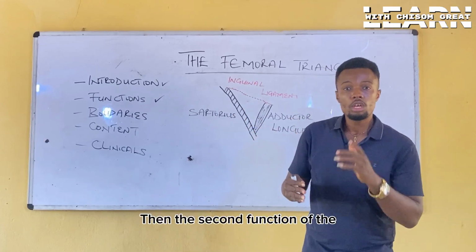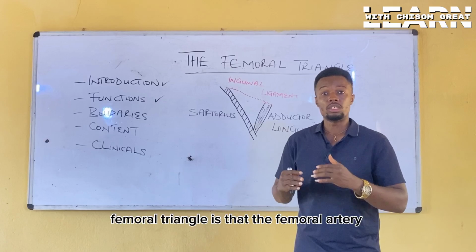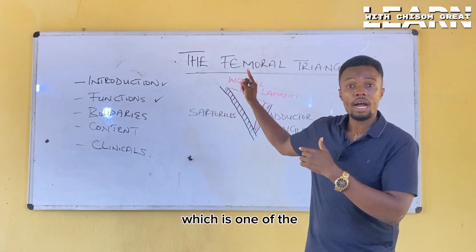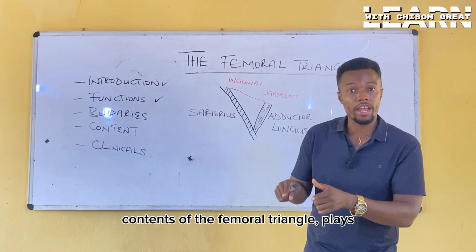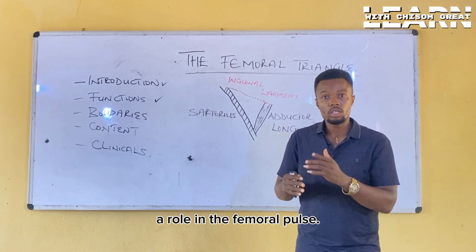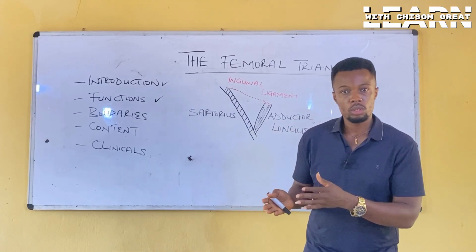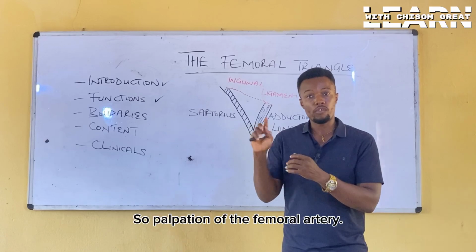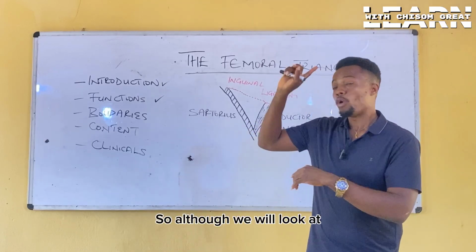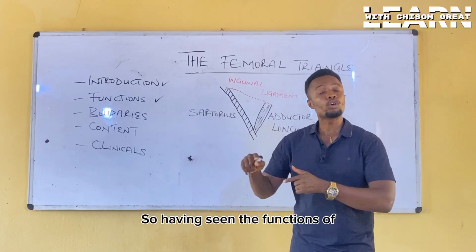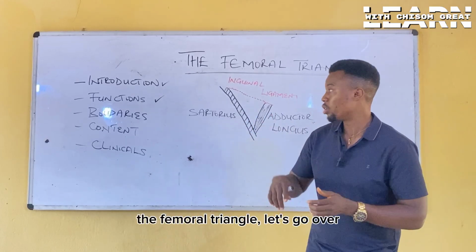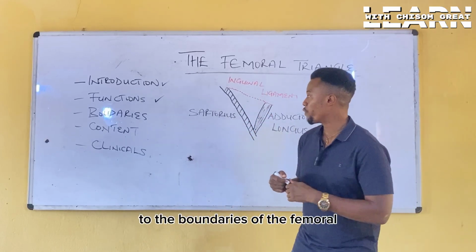Then the second function of the femoral triangle is that the femoral artery, which is one of the contents of the femoral triangle, plays a role in the femoral pulse. So, palpation of the femoral artery, although we'll look at it during the clinicals. So having seen the functions of the femoral triangle, let's go over to the boundaries of the femoral triangle.